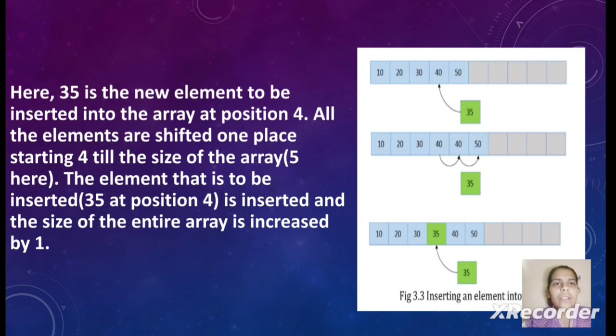Here 35 is the new element to be inserted into the array at position 4. All the elements are shifted one place, starting from position 4 till the size of the array. The element to be inserted, 35, is placed at position 4, and the size of the entire array is increased by 1.